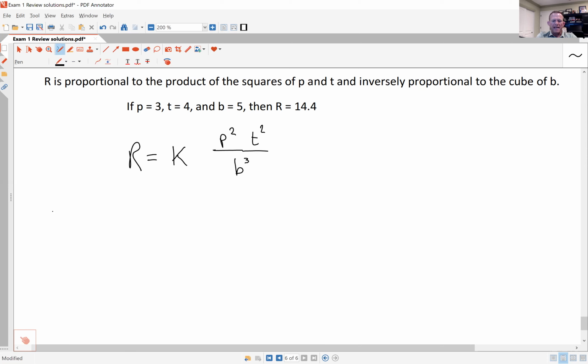Now to find K, we say that if P is 3 and T is 4 and B is 5, then R would have to be 14.4. So we need to work all this out. 3 squared times 4 squared divided by 5 cubed, and 14.4 divided by that. That's going to say what K is.